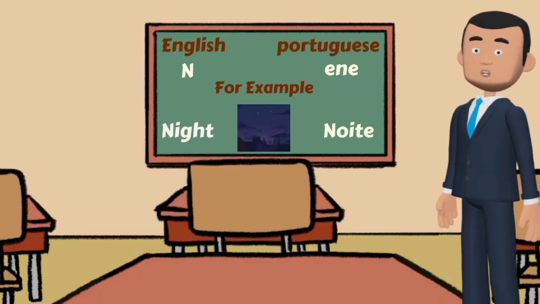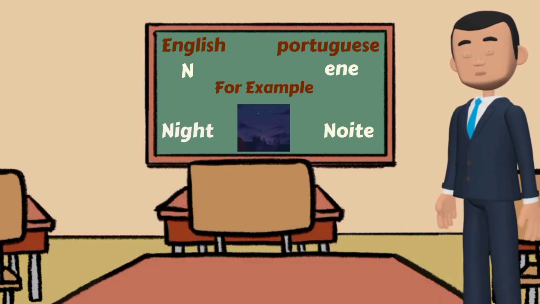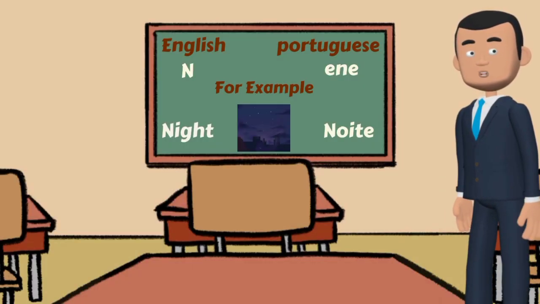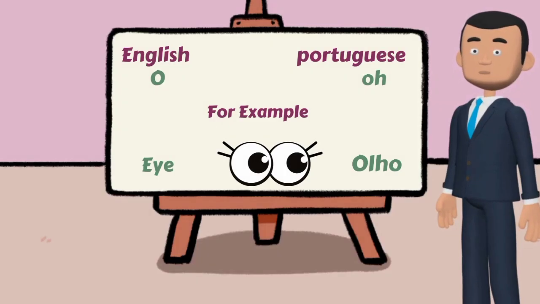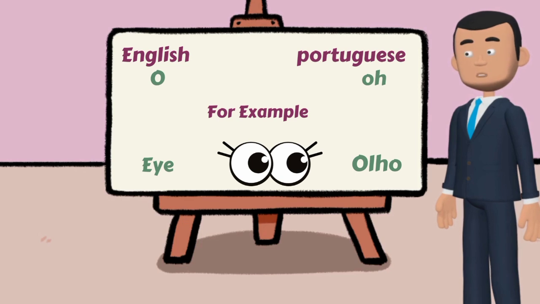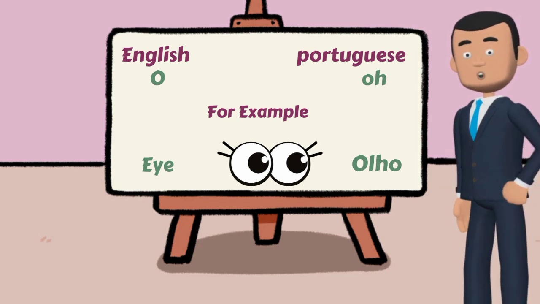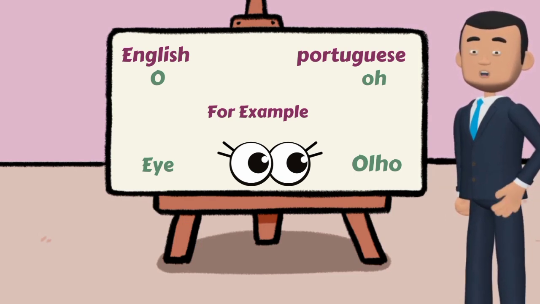In English, N. In Portuguese, N. For example, the word noite in Portuguese means night. In English, O. In Portuguese, O. For example, the word olho in Portuguese means eye.